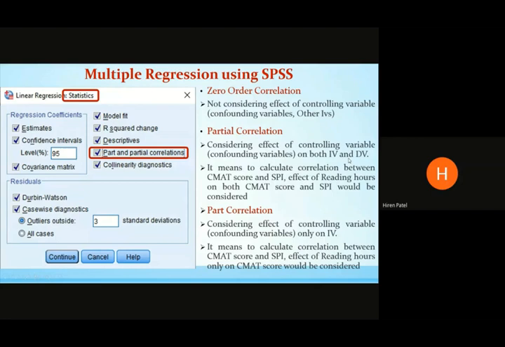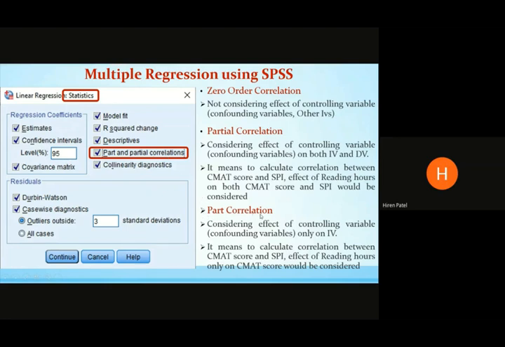Partial correlation considers the effect of controlling variables, that is confounding variables, on both IVs and DVs. For example, if you want to calculate the correlation between CMAT score and SPI, there is an effect of reading hours on both CMAT score and SPI. Of course, there is an effect of sleeping hours as well, but I'm just taking reading hours. If we consider the cross effect of reading hours on CMAT score and SPI, such a correlation is known as partial correlation. When you run this, you will get the values of partial correlation.